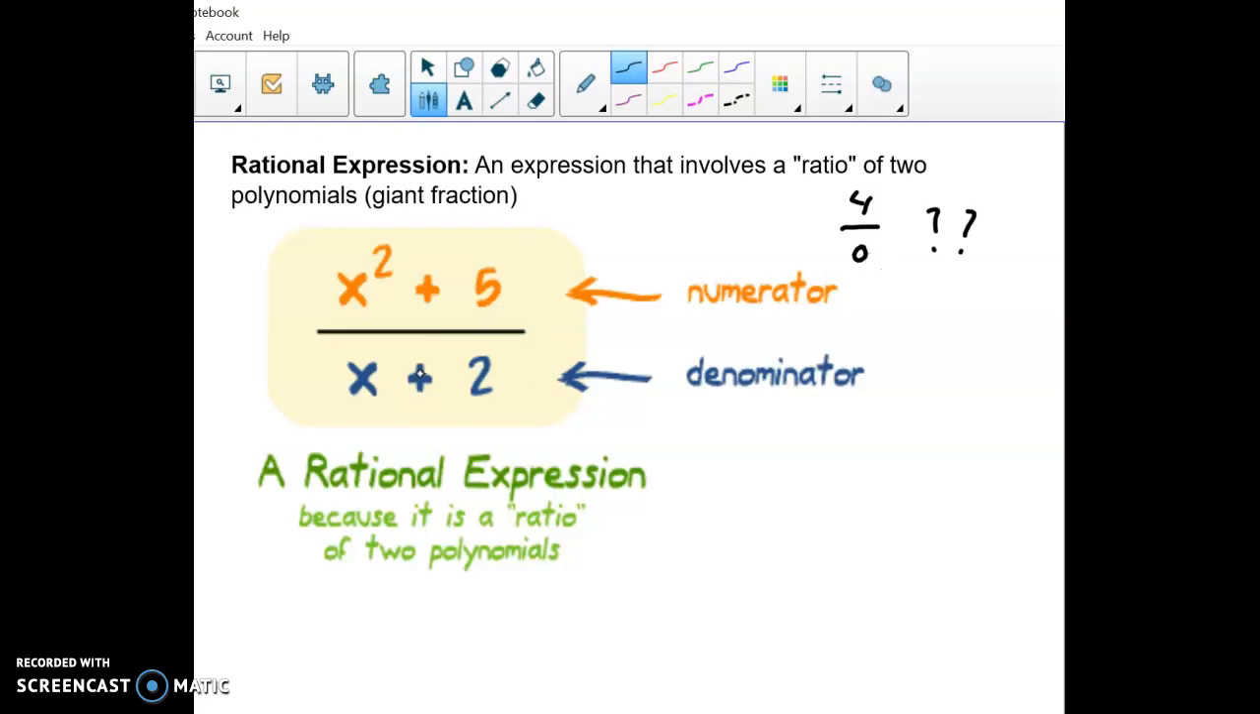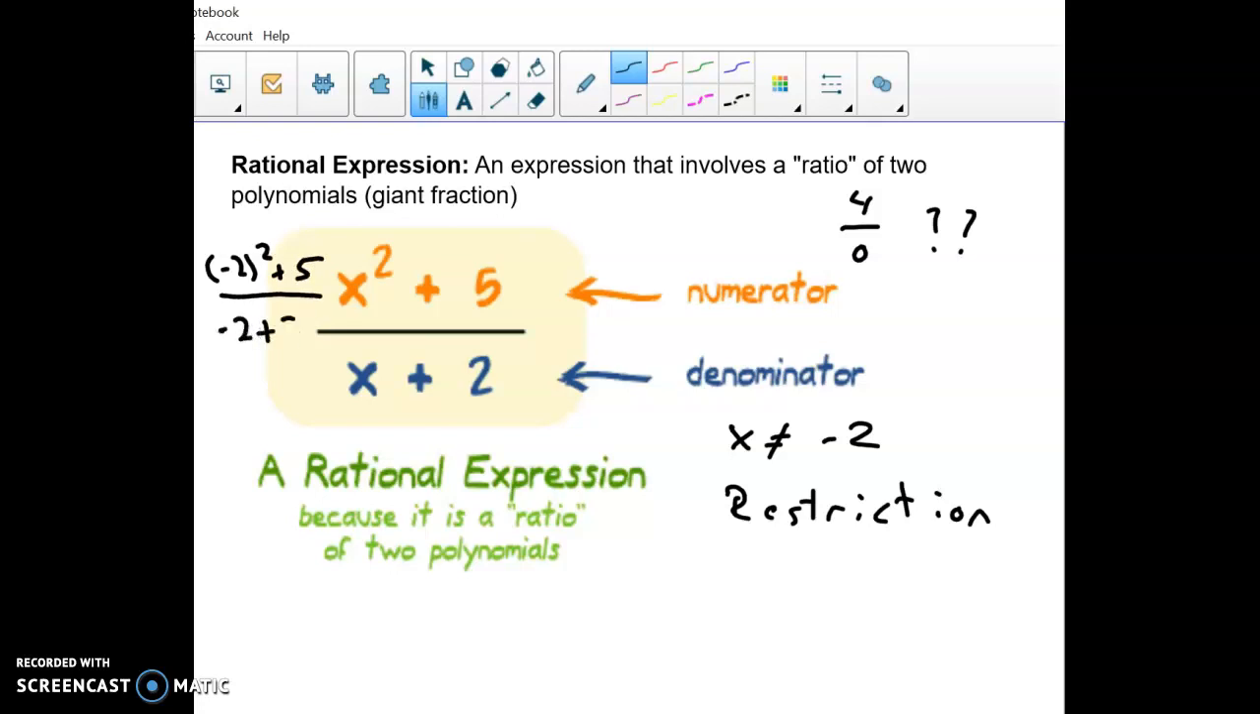Okay, so with a rational expression, when you have these two expressions, the idea is that there's restrictions on x. For example, in this particular case, x cannot be -2. That's called a restriction. And that comes from the fact that if x were -2, this little expression would be -2 squared plus 5. So I think that'd be 9 over -2 plus 2. So we'd have 9 over 0, and then we'd have an error.